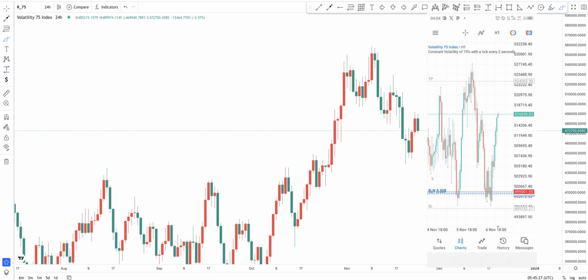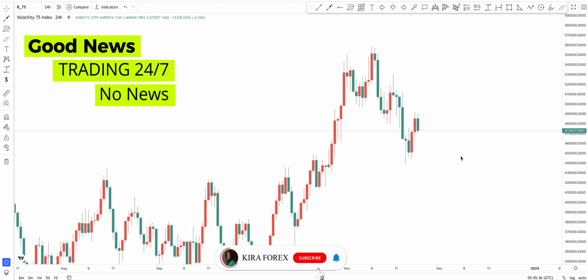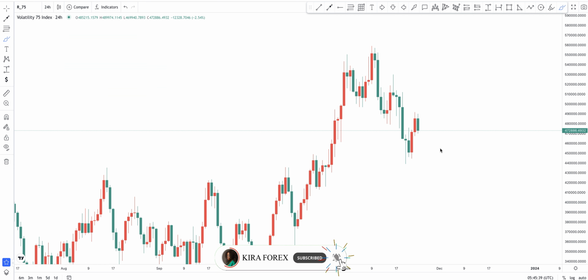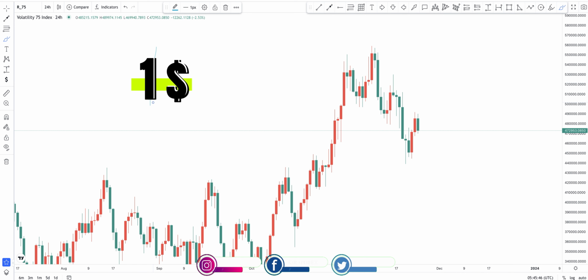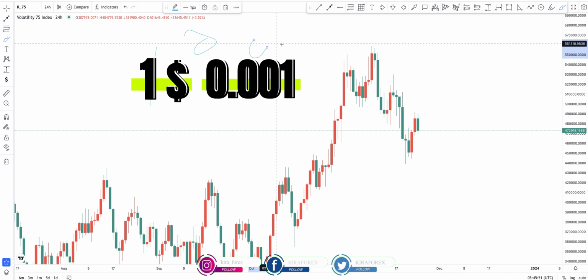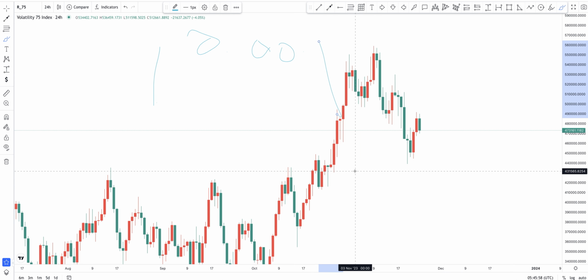One good news about this asset is that you can trade 24/7, so you can trade it 7 days a week, and there is nothing like news where news will trigger any of your positions. And also with volatility 75 index, you can trade with as low as $1 and also use as low as 0.001 lot size. So that is the smallest lot size you can also use on volatility 75 index.